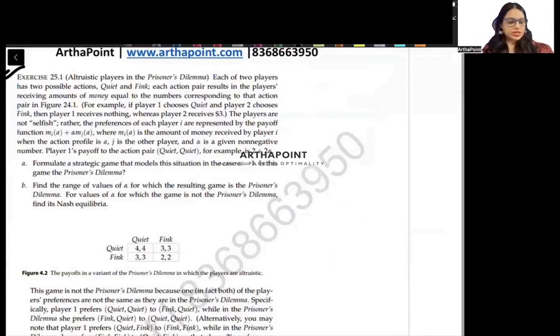तो अब क्वेश्चन को एक बार जरा ध्यान से पढ़ो. The players are altruistic in nature. ठीक है? Read out the question once. What is the question going ahead and saying? Altruistic players in the prisoner's dilemma.